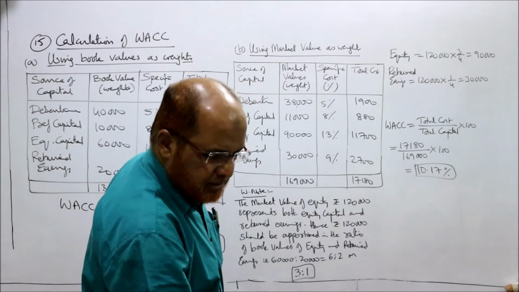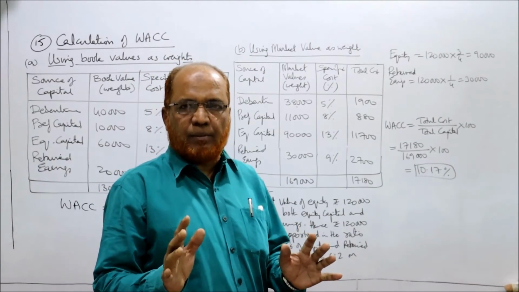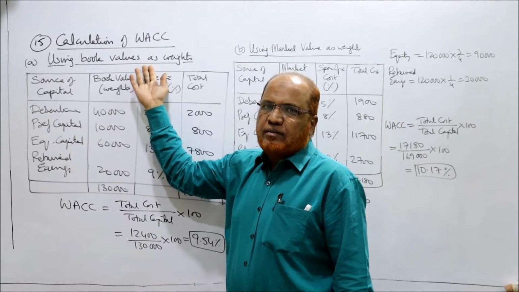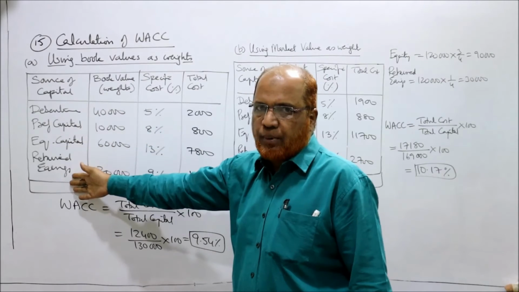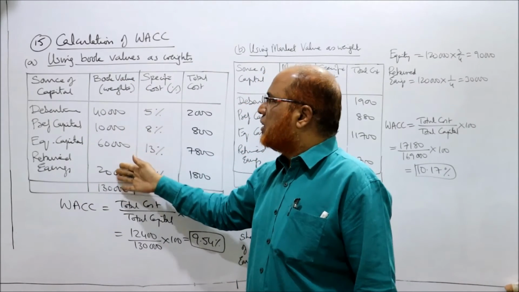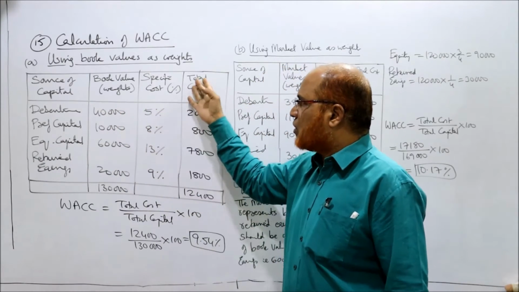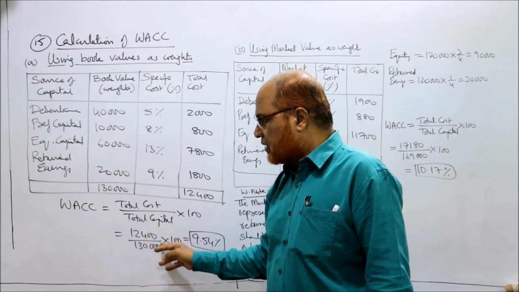That's it. This is the first problem on calculating WACC. Again, I repeat from the beginning, it's very simple. Using book value as weights, we have taken the 4 sources of capital given in the problem. Book values, the balance sheet values, are given for all. Then specific costs are given. Simply multiply book values with specific cost to get the total cost. Then WACC is equal to total cost by total capital into 100.